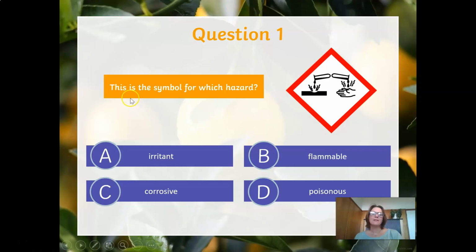Question 1. This is the symbol for which hazard. Take a look at what's happening, right? It looks like it's going to burn through something or corrode something. So this is the symbol for which hazard. Is it an irritant? Is it corrosive? Is it flammable? Is it poisonous? What would your choice be?